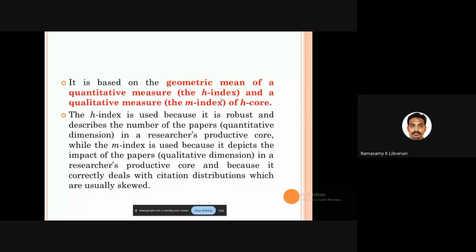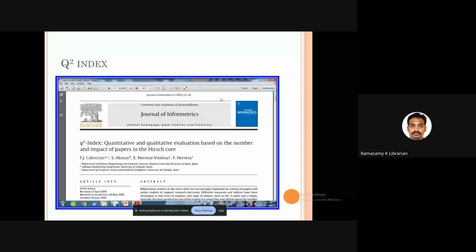Q square index, very simple. See, you are going to take the geometric mean of H index and M index. You calculate the H index of an individual, you calculate the M index of an individual, you multiply both and you find out the square root. That is called the popular Q square index of a particular author.